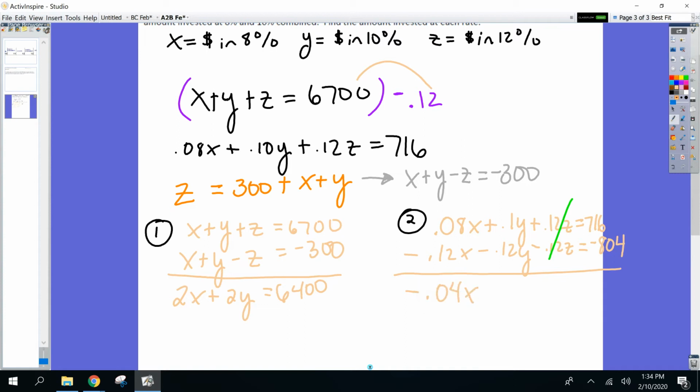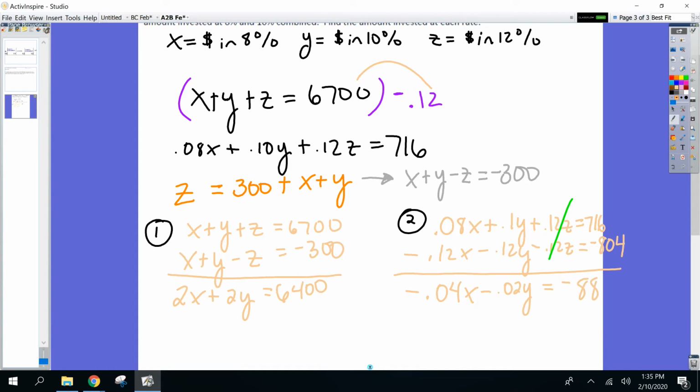Okay, x. 0.1 minus 0.12. Yes. Negative point. Hey, this can get out of control quick with these decimals. And still 716 minus 804. Okay. Are we all good here?